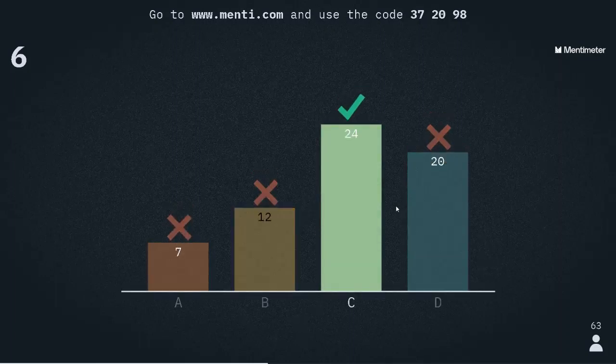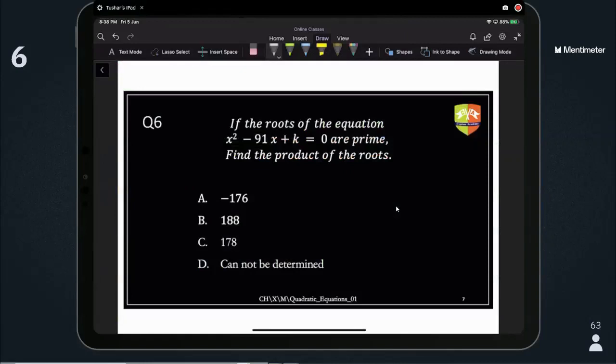Good that the majority have got it right. It was a very, very easy question. One of the roots has to be 2. The roots are prime. Alpha and beta are prime numbers, and alpha plus beta is 91, which is an odd number. Alpha plus beta is odd, and alpha and beta are prime. So hence 2 has to be there. The only even prime is 2. Correct. So 2 plus 89 is equal to 91. So 89 is the second root.